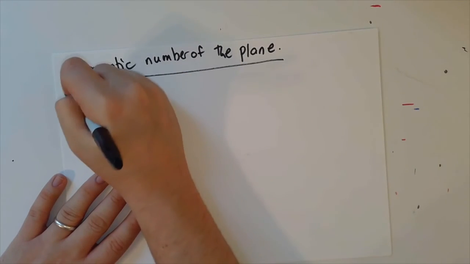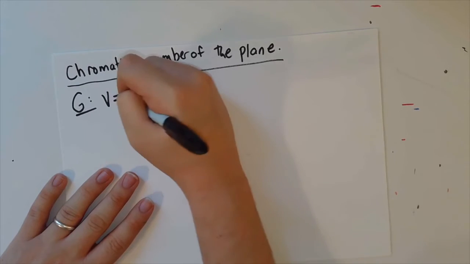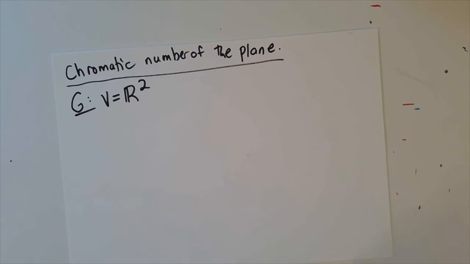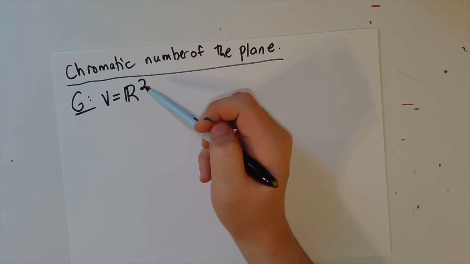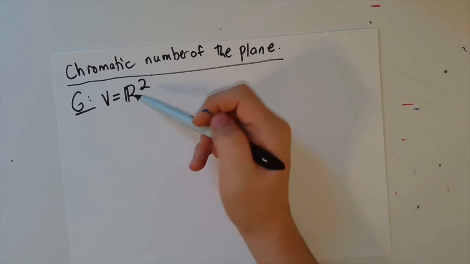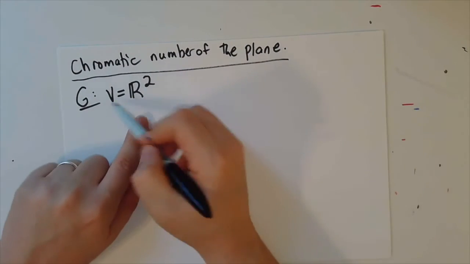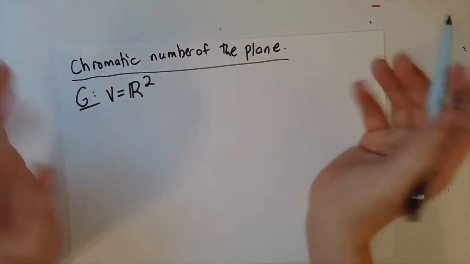So the graph here has as its vertex set all of R2. Okay, so far every graph we've talked about has had a finite vertex set. This has an infinite vertex set. Okay, so my vertices here are literally all the points in the plane. So it's, in fact, an uncountable vertex set if you want.